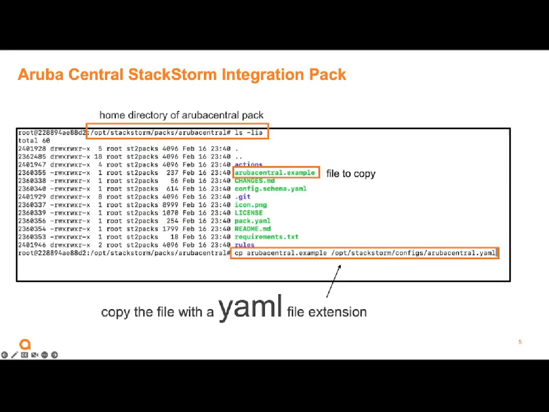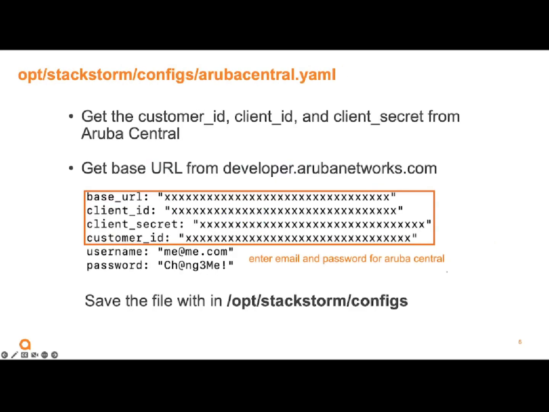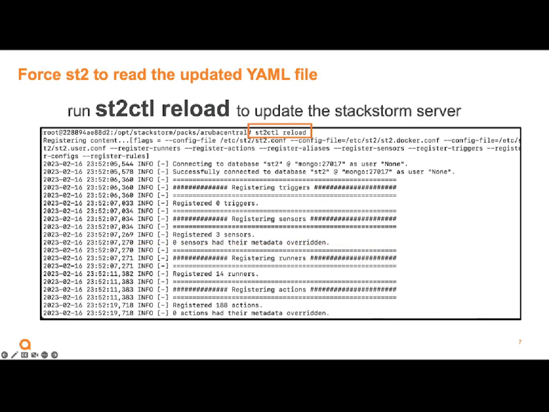So once we have our pack, we can look at the files that are in it. One thing I want you to be aware of is this aruba_central.yaml.example. This is the file that you're going to change and copy to /opt/stackstorm/configs/aruba_central.yaml. And in this file will be our credentials to generate a token. So you'll put all this into the file and save the file in the /opt/stackstorm/configs directory, and that will be the way you get authenticated. We're going to have to do what's called an st2ctl reload to reload StackStorm, so it gets all those changes and updates back in there.